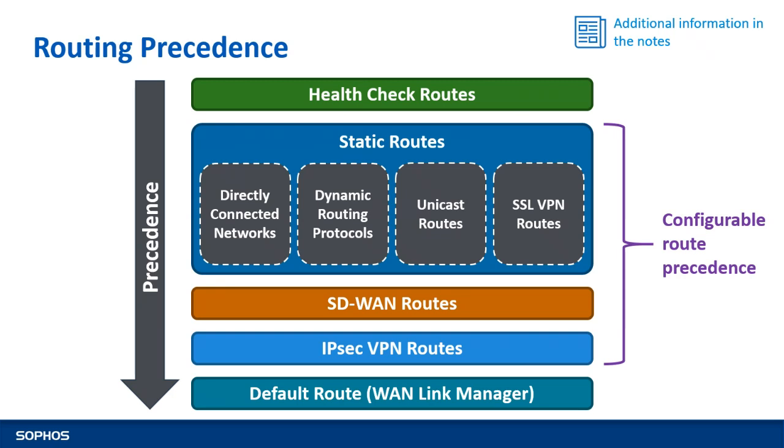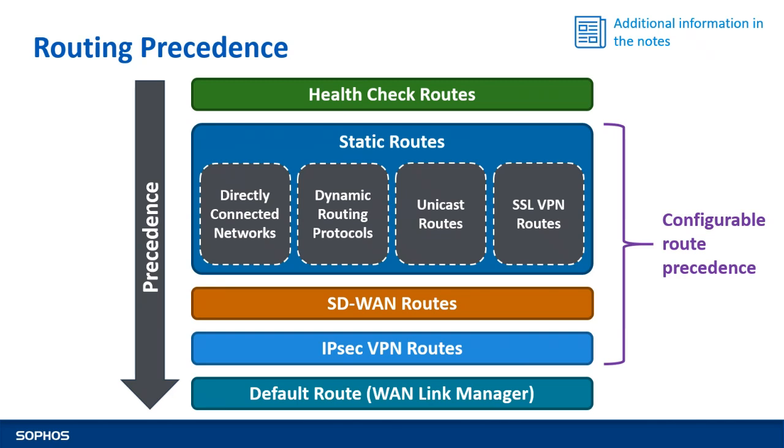The routes are processed in order of precedence. By default, these are health check routes first, then static routes, SD-WAN routes, VPN routes, and finally the default routes. Health check routes always take precedence because routing traffic to check the status of the gateway must be performed independently of the configured routes. The default route is the gateway derived from the load balancing configuration on the active gateways.